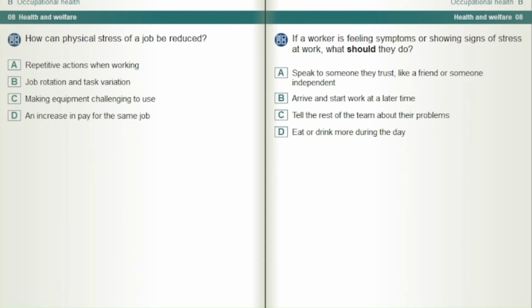How can physical stress of a job be reduced? Repetitive actions when working, job rotation and task variation, making equipment challenging to use, an increase in pay for the same job.